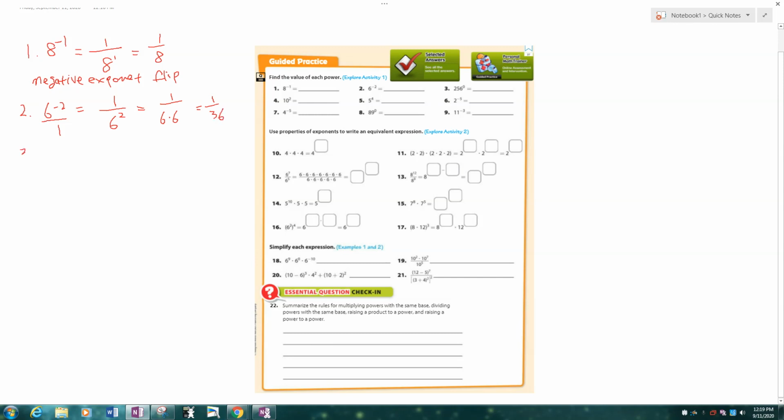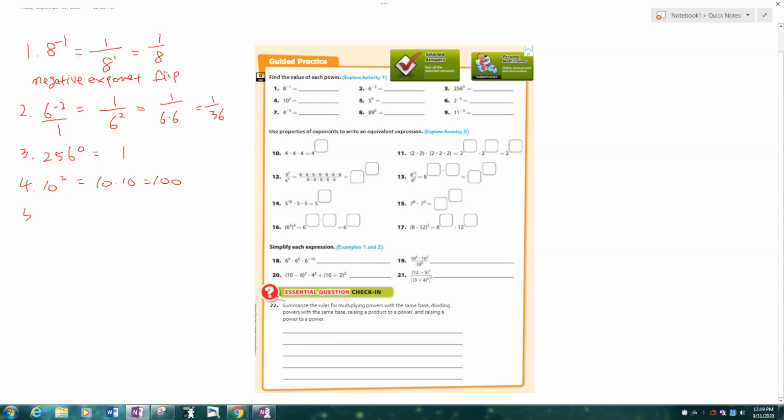Moving on to number 3. 256 to the 0 power. Anything to the 0 power is 1, so don't even think. And number 4, I have a 10 squared, which is 10 times 10, therefore it is 100.